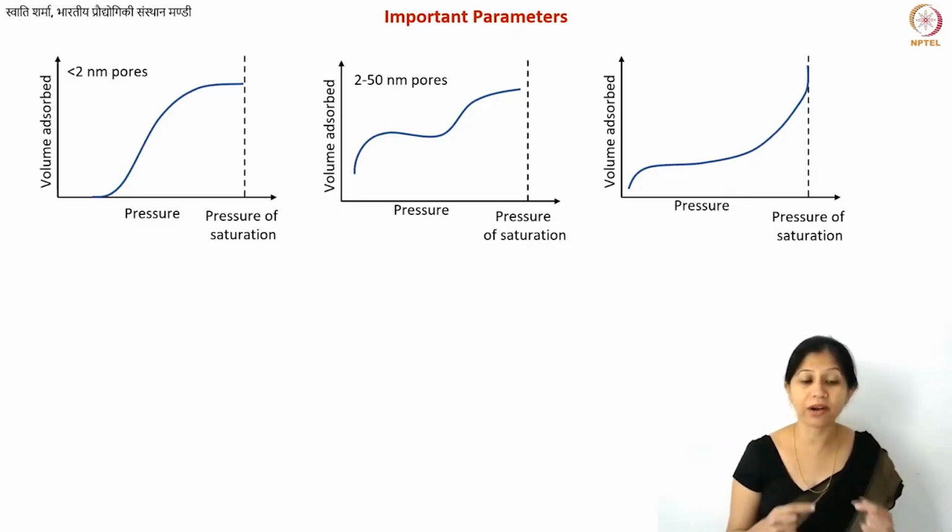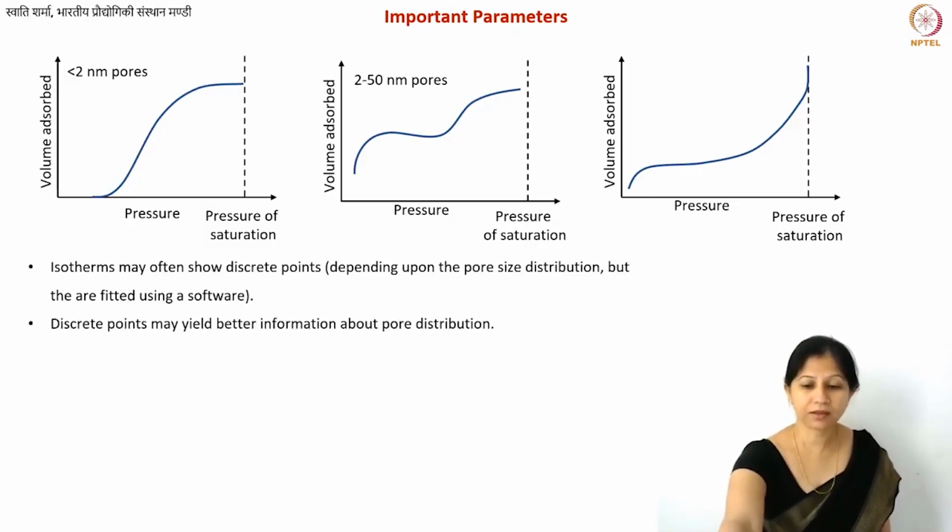But often when you plot the isotherms, especially if you're doing it using computer software, then you may lose that information. So it will be good also to have a look at the raw data. That will give you better information. What is the region where you have more pores? Okay. Yeah. So this is what I have written here.